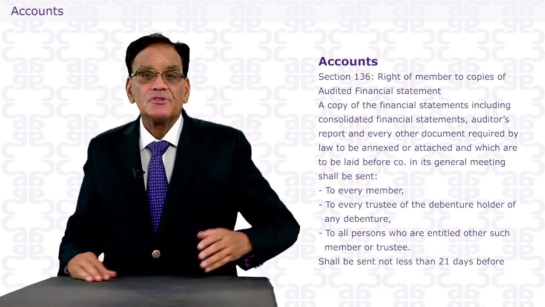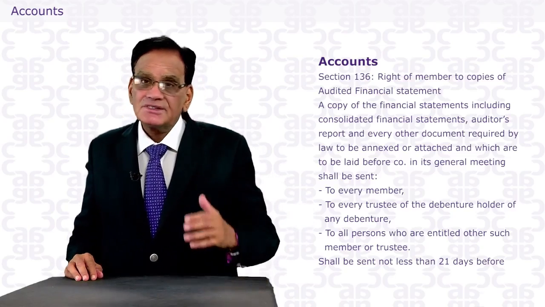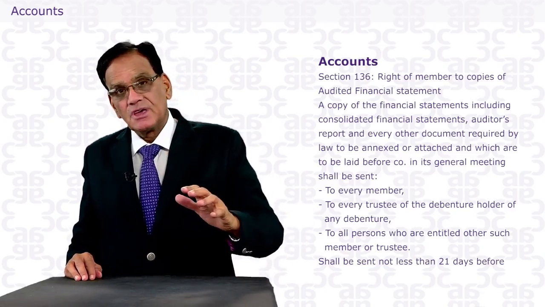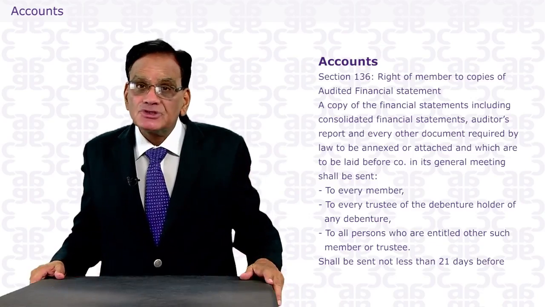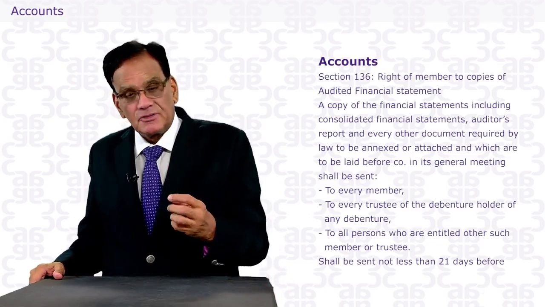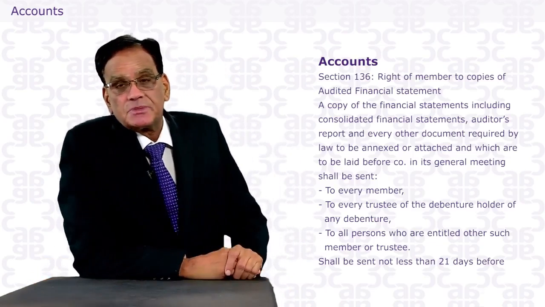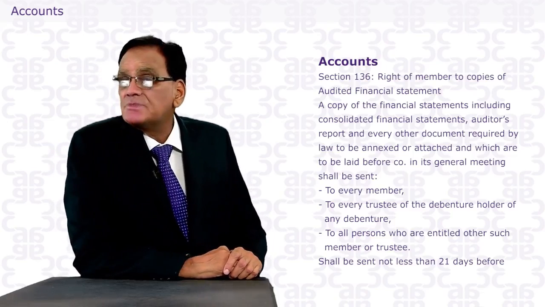So section 136 says that every company has to send, at least 21 days before the annual general meeting, these documents, maybe the copy of the financial statement, maybe the copy of the consolidated balance sheet, maybe other documents which become a part of or are attached with these documents. You have to send them to the members, the trustee of the debenture holders and other persons who are entitled to receive them, at least 21 days before the annual general meeting.